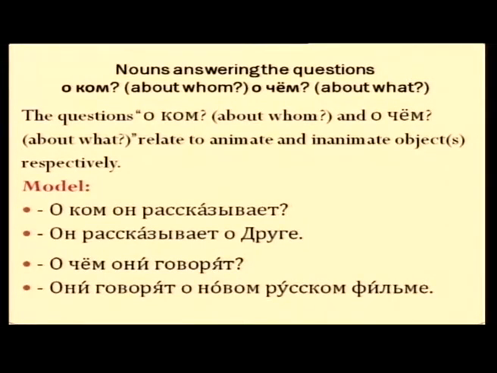Here the question is "о ком он рассказывает?" About whom is he talking? He is talking about a friend. If you pay attention to the ending of the noun друг, it has been changed into друге, since друг belongs to the masculine gender, and accordingly all fundamental rules which apply to the question где for masculine gender apply the same way. For example, друг changes into о друге.